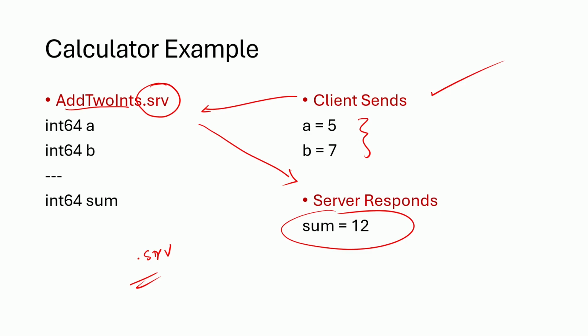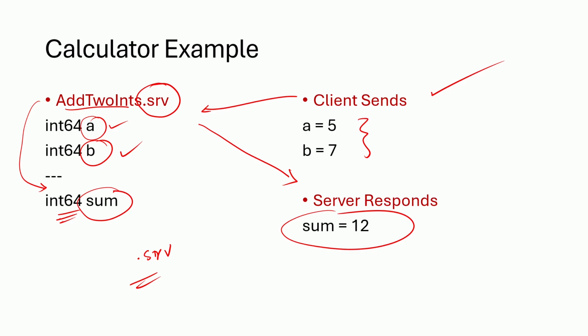So I wrote this AddTwoInts. We will have two integers defined as int64, and they will be unknown to us, so we will call them a and b. And then in the same custom service, we will define another integer, and that will be sum.